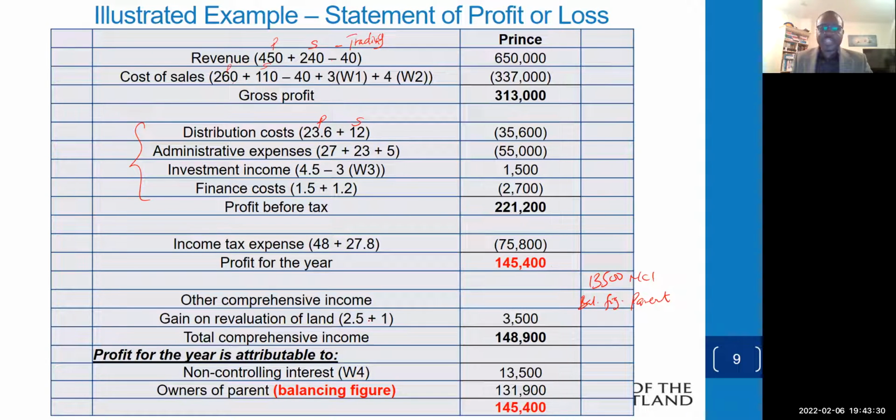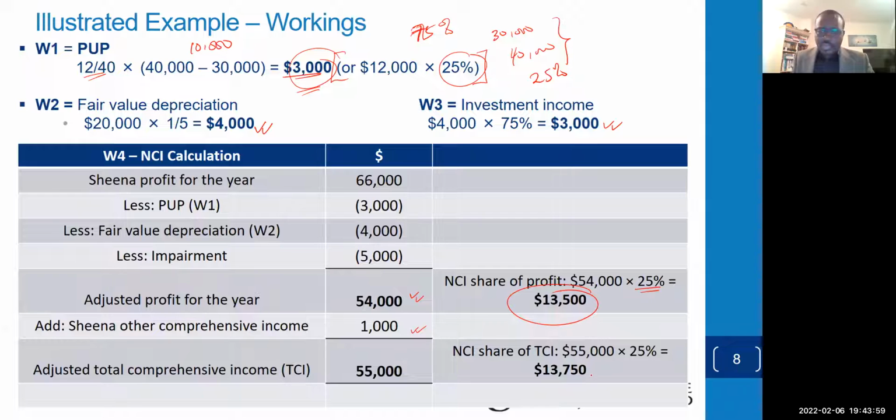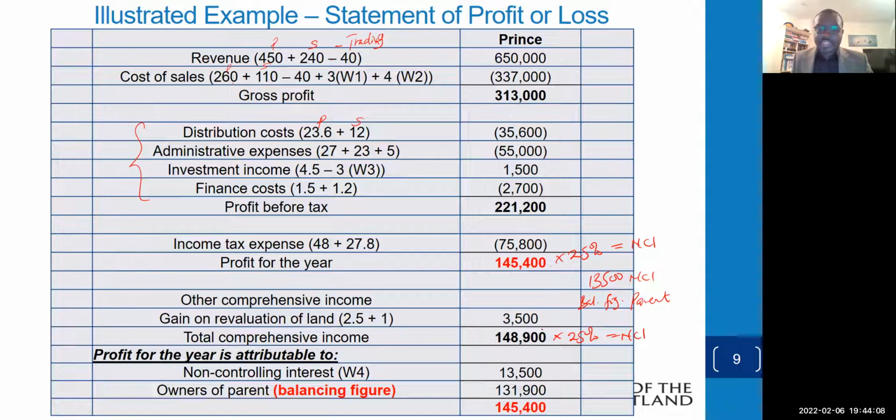But there was other comprehensive income, so let's add the 2. We get 3,500. We've already calculated the NCI, so don't be tempted to apply 25% on this as belonging to the NCI. NCI is a 25% shareholding, so you might think to multiply 25% of this. Don't do that. We've already calculated it here. So the NCI's portion of the total comprehensive income is 13,750. Then we indicate it there, and the remaining goes to the parent.